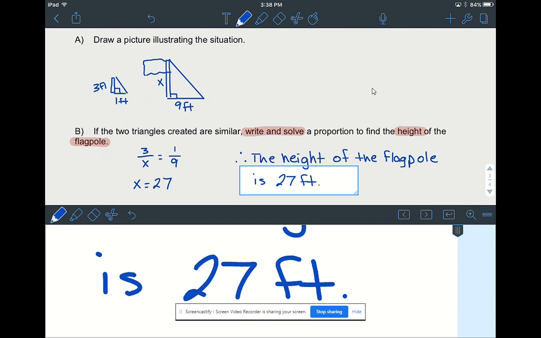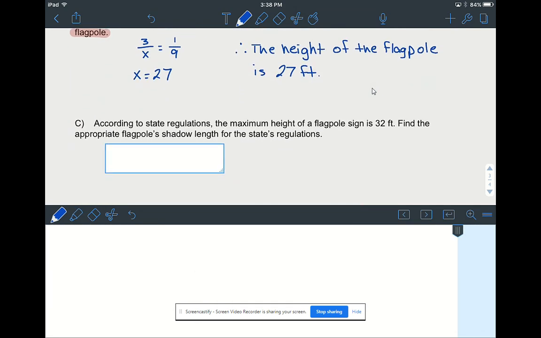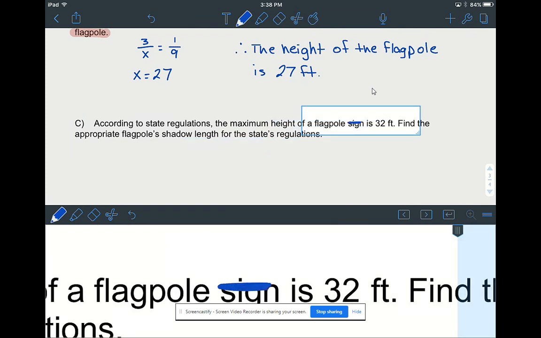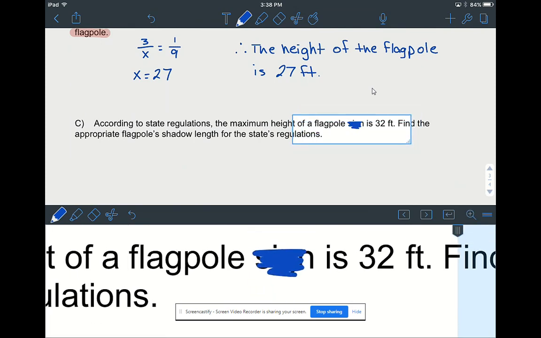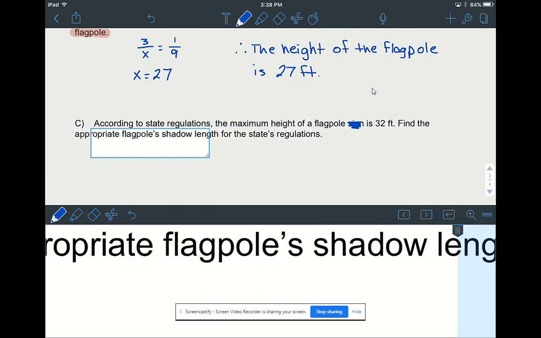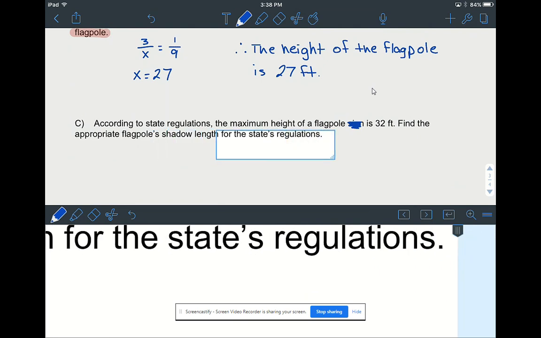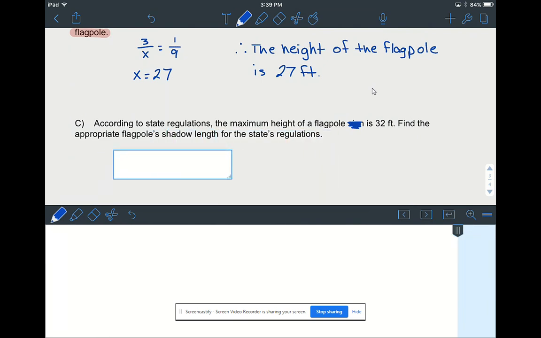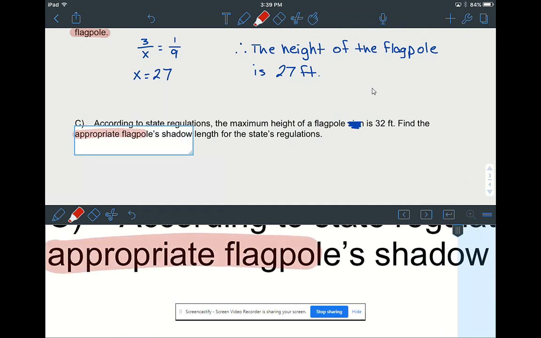All right, last part here. According to state regulations, the maximum height of a flagpole is 32 feet. Find the appropriate flagpole shadow length for the state's regulations. So what that means is, if we look at part B, our flagpole was within state regulations, so our flagpole is fine, but we want to find the appropriate flagpole shadow.